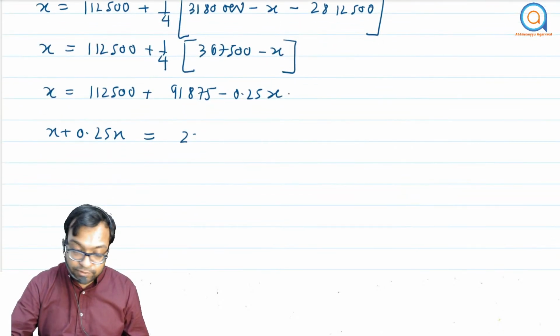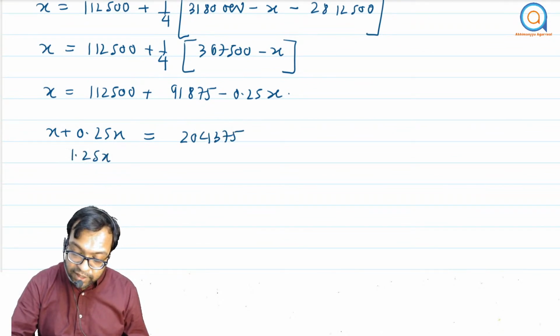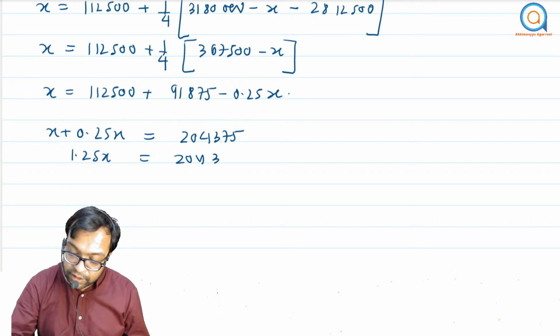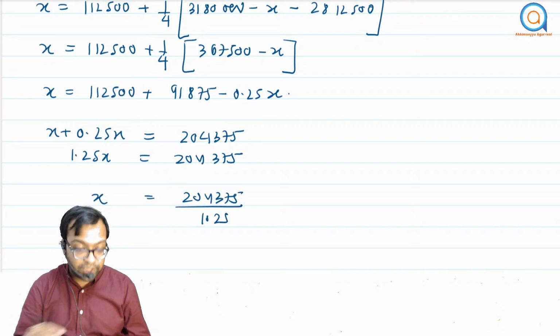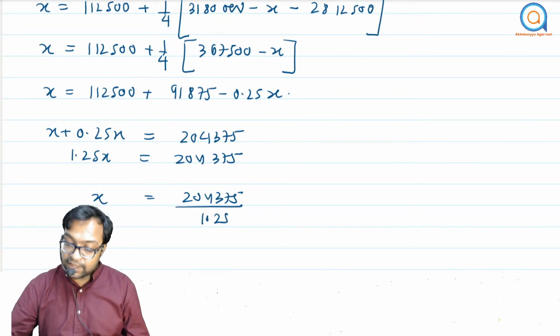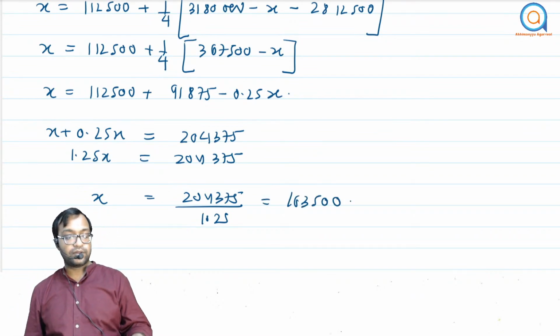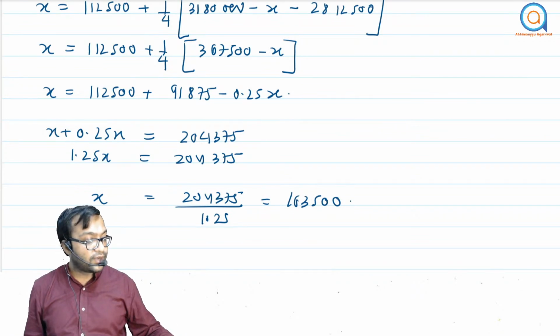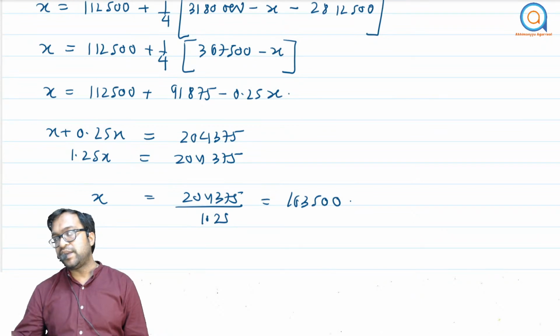So this figure is 204,375. So 1.25x equals 204,375. So x equals 204,375 divided by 1.25. So this is 163,500. So our commission is 163,500. Now once you are done, let me know, sir.